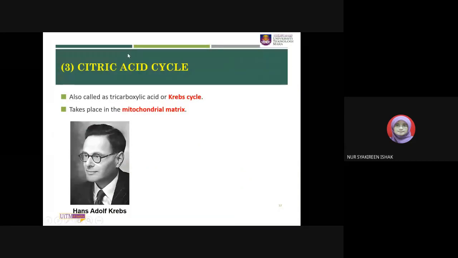Okay, so the next stage is the citric acid cycle. Another name for citric acid cycle is tricarboxylic acid cycle or Krebs cycle. So ini kita jarang guna lah, so just ignore this. Ni nama lama dia. Yang ni yang sepatutnya awak guna, citric acid cycle. So it takes place in the mitochondria. It was discovered by this scientist.